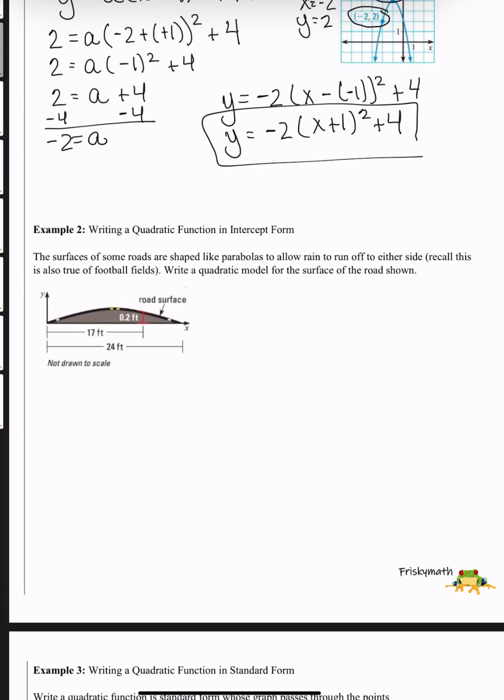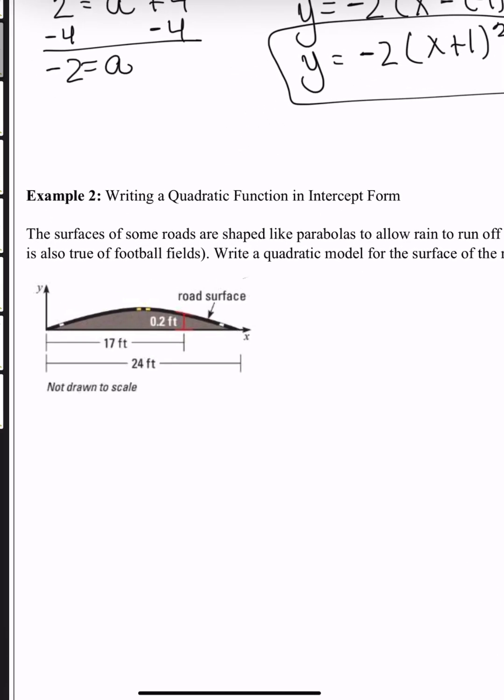And recall, this is also true of football fields. We did a similar problem with football fields. We're going to write a quadratic model for the surface of the road shown. So let's see what kind of information has been given to us in this problem. I have this road that is parabolic in shape, and it's barely noticeable, right?